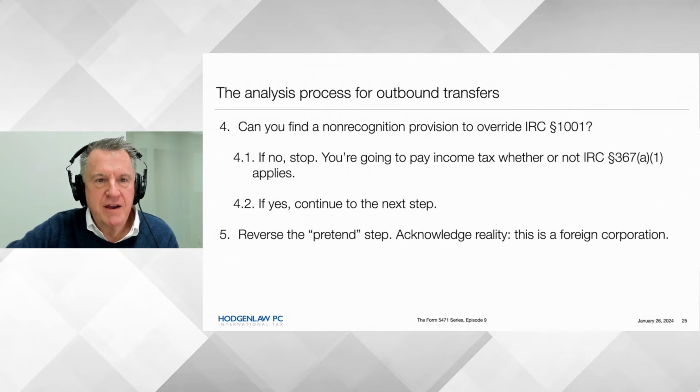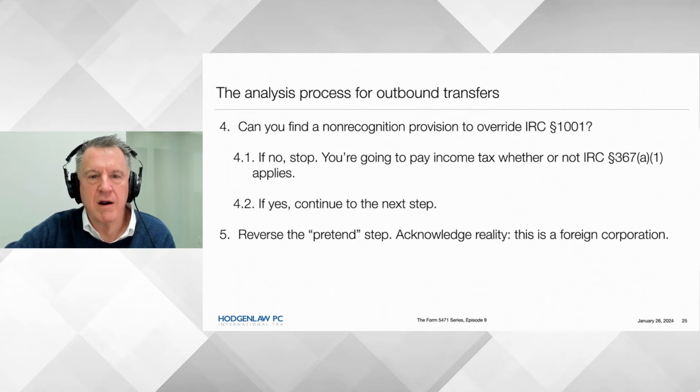And if you say, now I can't find anything, then you know that it's still a taxable transaction, and Section 1001 is going to treat it as a gain recognition event. And it doesn't matter whether you go look at Section 367(a)(1) or not, because it's taxable already. So you don't get taxed twice.